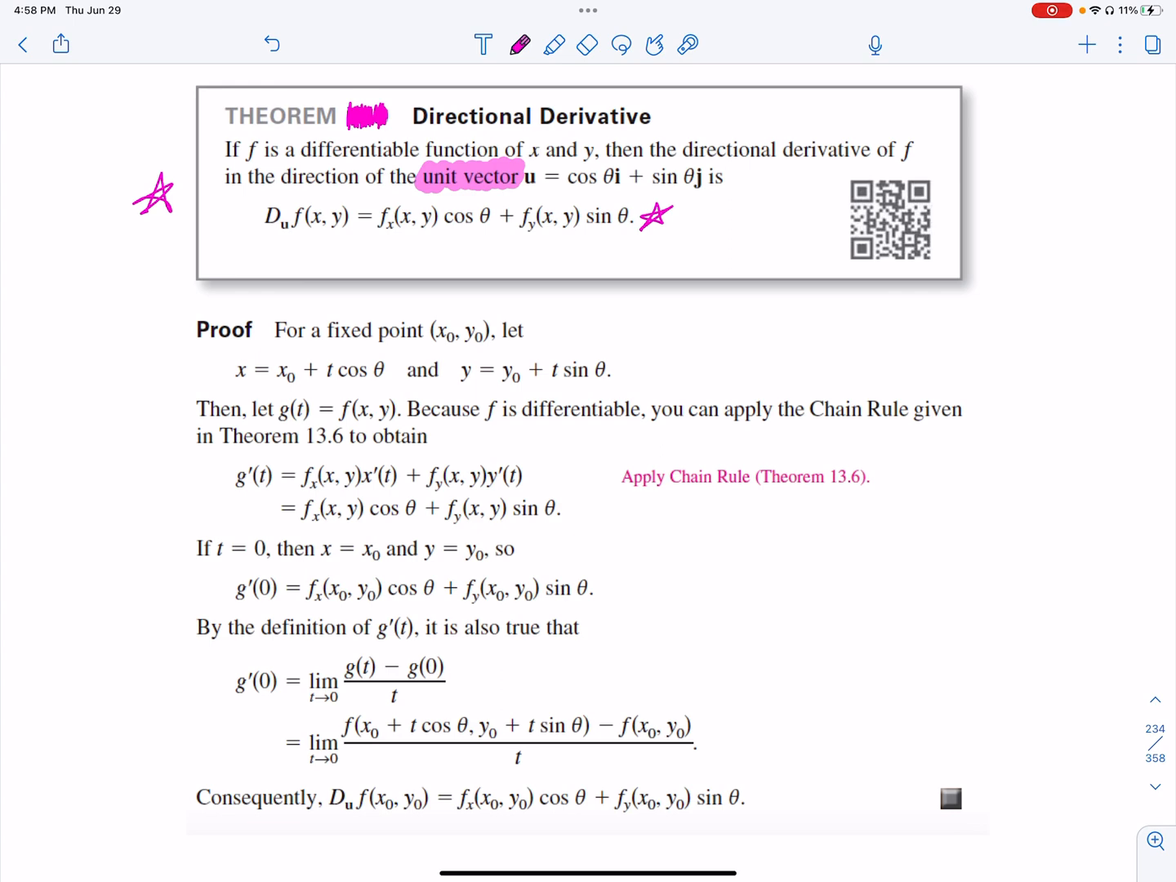So we have a couple things here. We have the partial of x times cosine. That checks out: partial with respect to x and cosine typically go together, and y and sine typically go together. And then there's the proof to sum up that whole definition for us. We're going to leave it the way it stands and get into doing some examples.